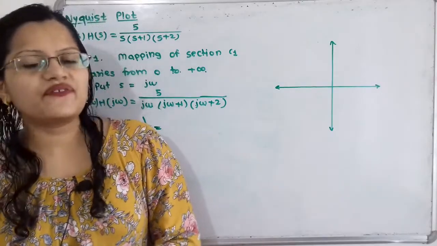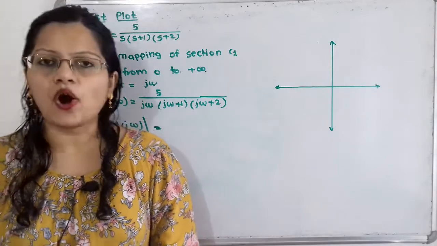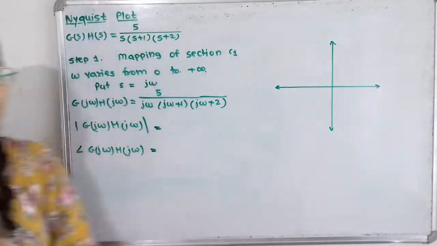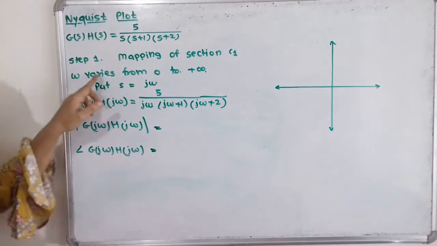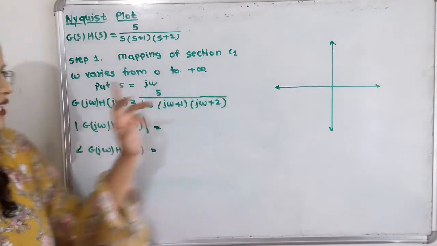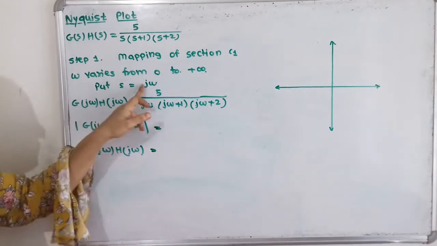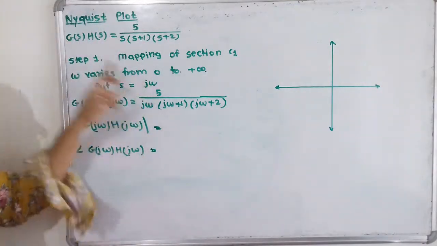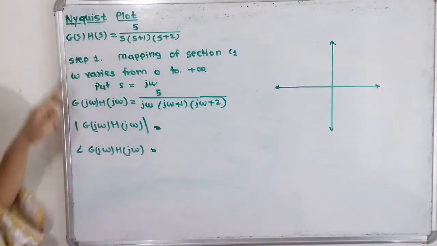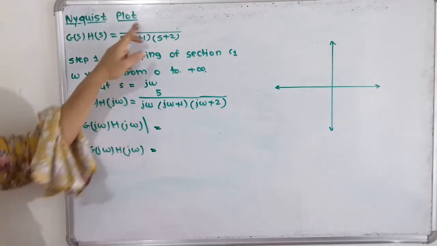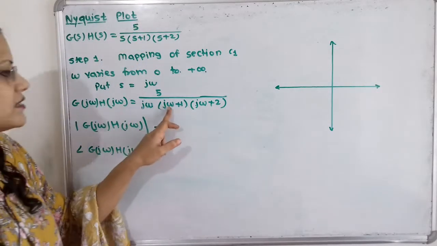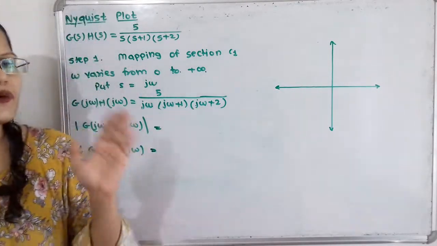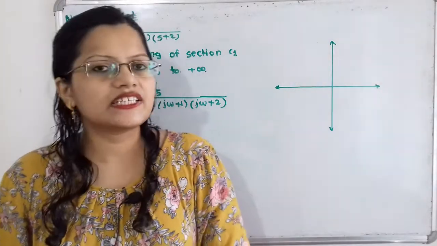Now we will move for the first step, that is for the mapping of section C1. So we know that the information about the section C1, that is omega varies from 0 to plus infinity, and we have to put S is equal to plus j omega. So when we put S is equal to j omega, then our transfer function G(j omega) H(j omega) is equal to 5 divided by j omega (j omega plus 1)(j omega plus 2). Now when we put S is equal to j omega, then it is the polar plot.